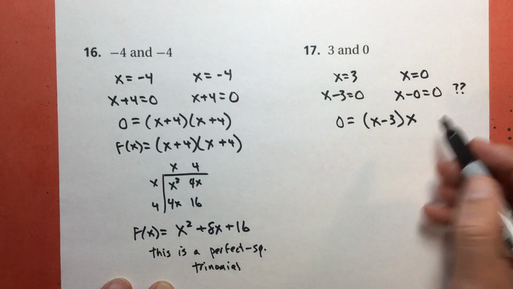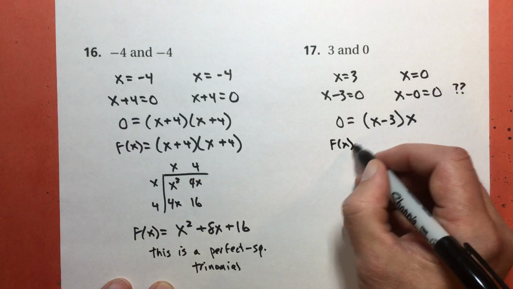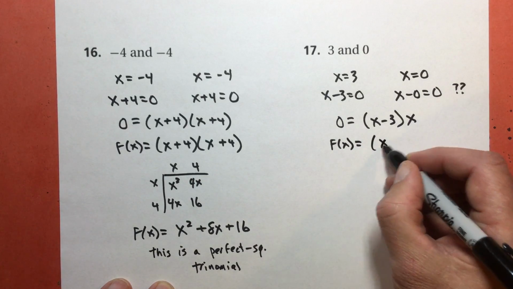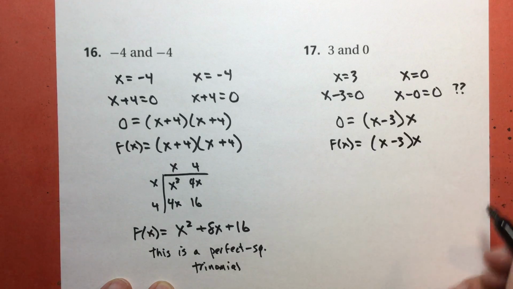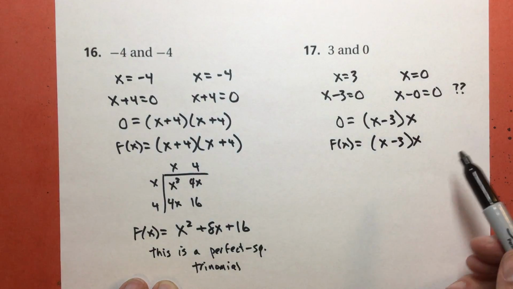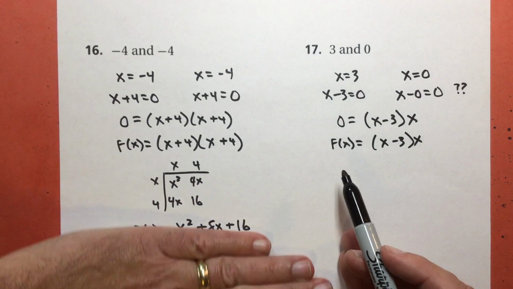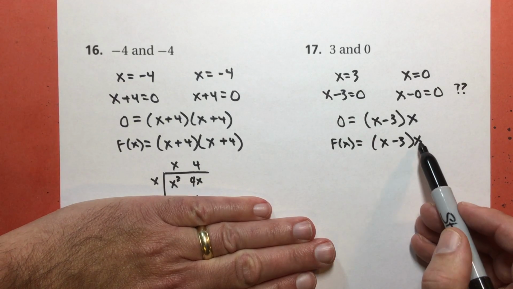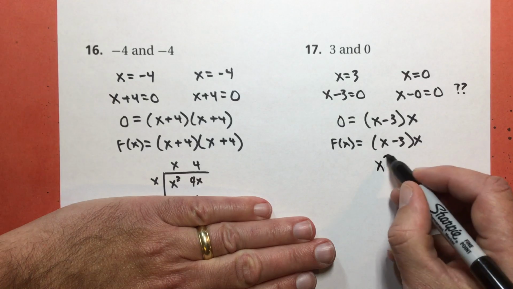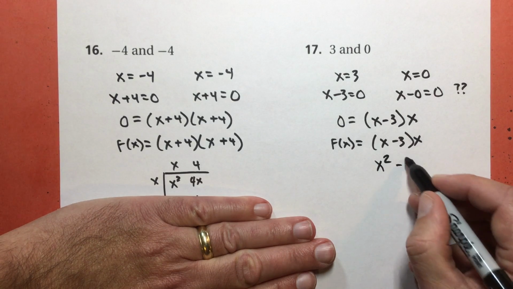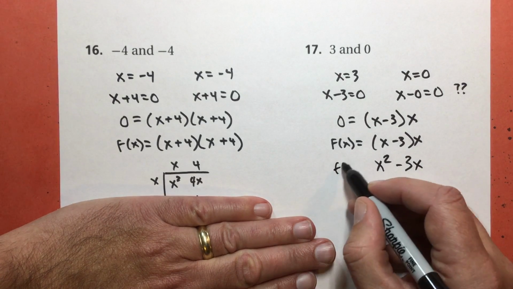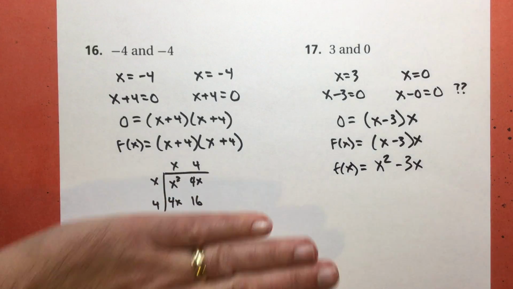Okay, let's name it. This is going to be my function, x subtract 3 times x. And now just remember that I don't have both parts, I just have that part. This is x times x, which is x squared, and x times negative 3, which is negative 3x. And that's all that I have for that one.